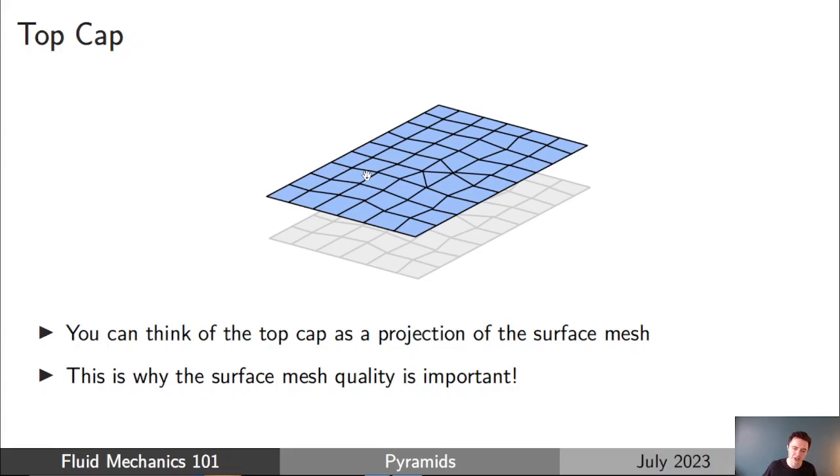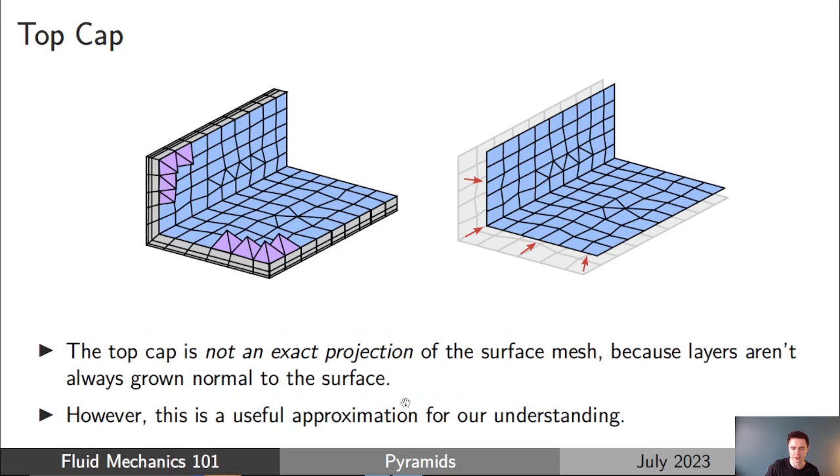And for these meshes, when you're generating your mesh, you can think of the top cap as a projection of the surface mesh. And to a certain extent, this is true because we're starting with the surface mesh and then we're projecting up into the volume to generate the layers, and then the top surface will become the top cap. So the quality of the surface mesh is ultimately what's going to be determining the quality of the top cap, as well, of course, as the angle that those layers are projected off the surface. And this is why the surface mesh quality is going to be important.